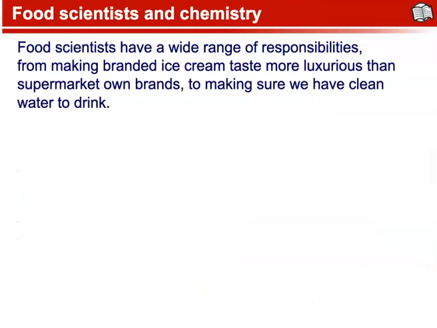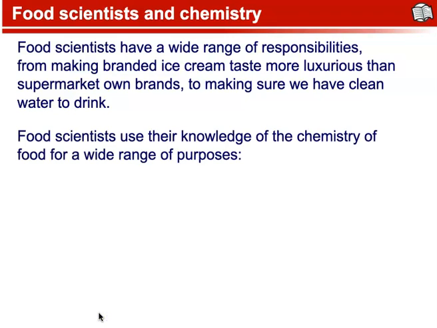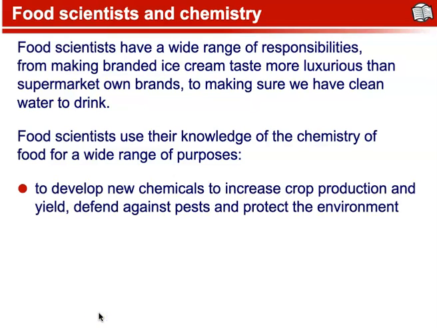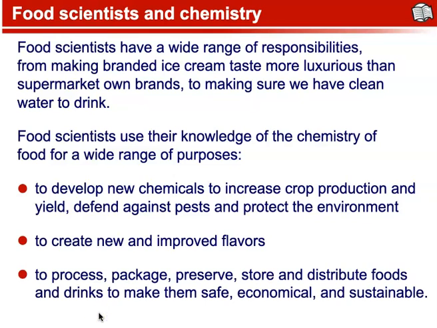Food scientists and chemistry. Food scientists have a wide range of responsibilities, from making branded ice cream taste more luxurious than supermarket brands, or to making sure we have clean water to drink. Food scientists use their knowledge of the chemistry of food for a wide range of purposes, including to develop new chemicals to increase crop production and yield, and defend against pests and protect the environment, to create new and improved flavors of the foods that we eat, and to process, package, preserve, store, and distribute foods and drinks to make them safe, economical, and sustainable.